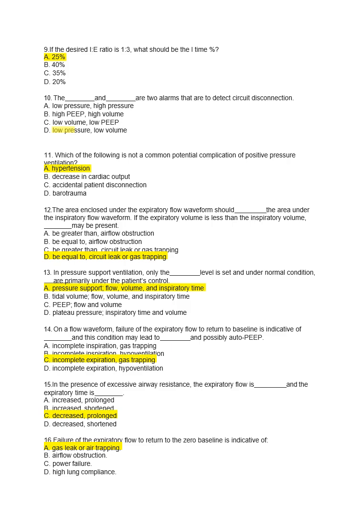14th question. On a flow waveform, failure of the expiratory flow to return to the baseline is indicative of dash, and this condition may lead to dash and possibly auto-PEEP. So, on a flow waveform, failure of the expiratory flow to return to baseline is indicative of incomplete expiration, and it can lead to gas trapping and possibly auto-PEEP.